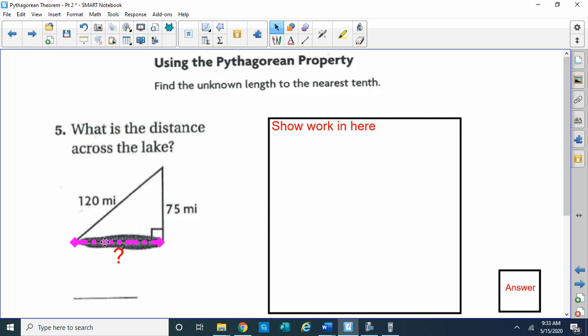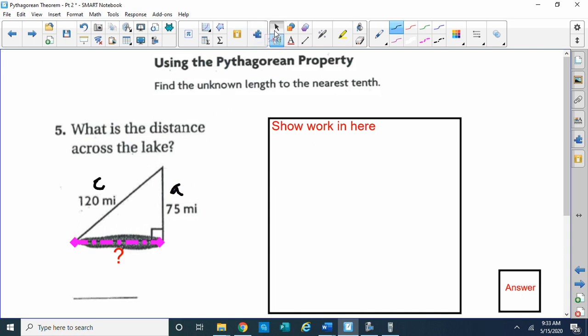I see the lake is down here. There's a question mark, and I have a right triangle. How do I know it's a right triangle? It's a box there and a little right angle. So that means this side over here is my C side, and this side over here would be my A side or a leg.